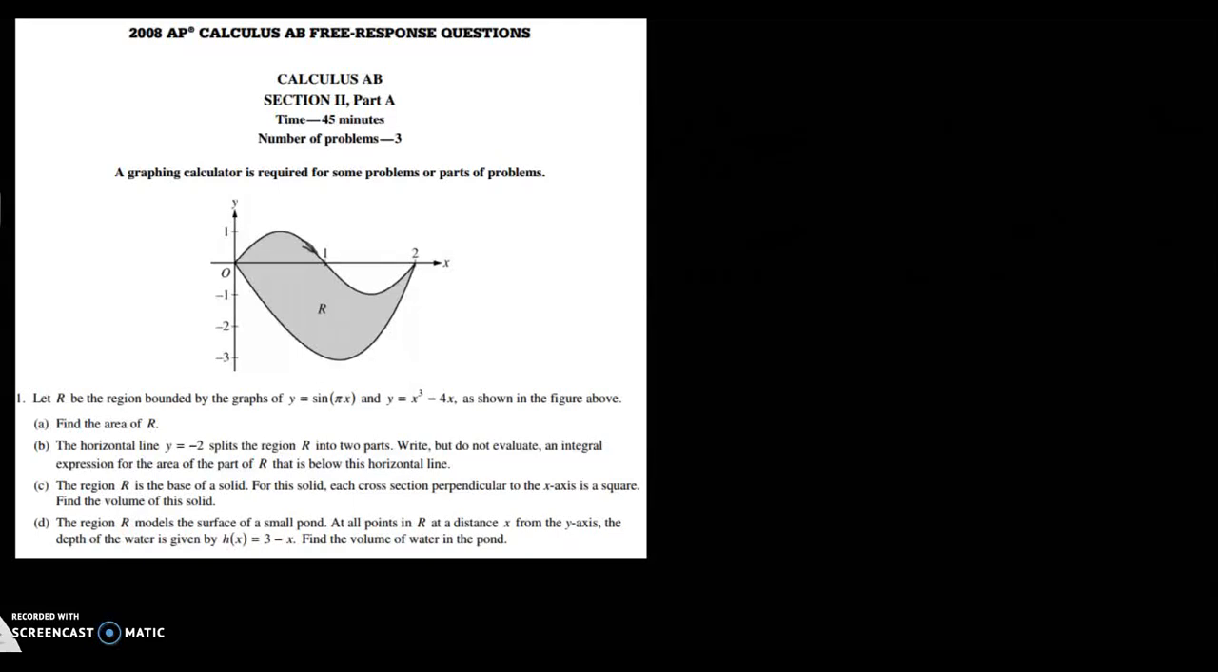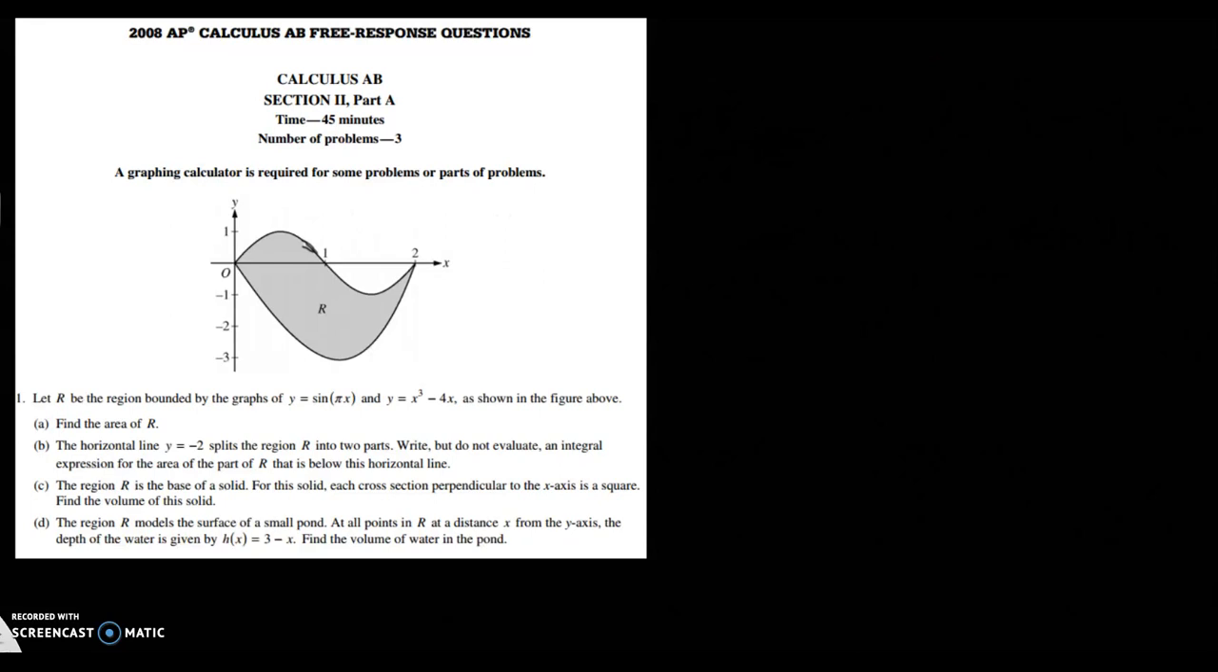In this video, we're going to solve the 2008 AP Calculus AB free-response question, Form A, question number 1. Let R be the region bounded by the graphs of y equals sine pi x and y equals x to the third minus 4x, as shown in the figure above. Find the area of R.